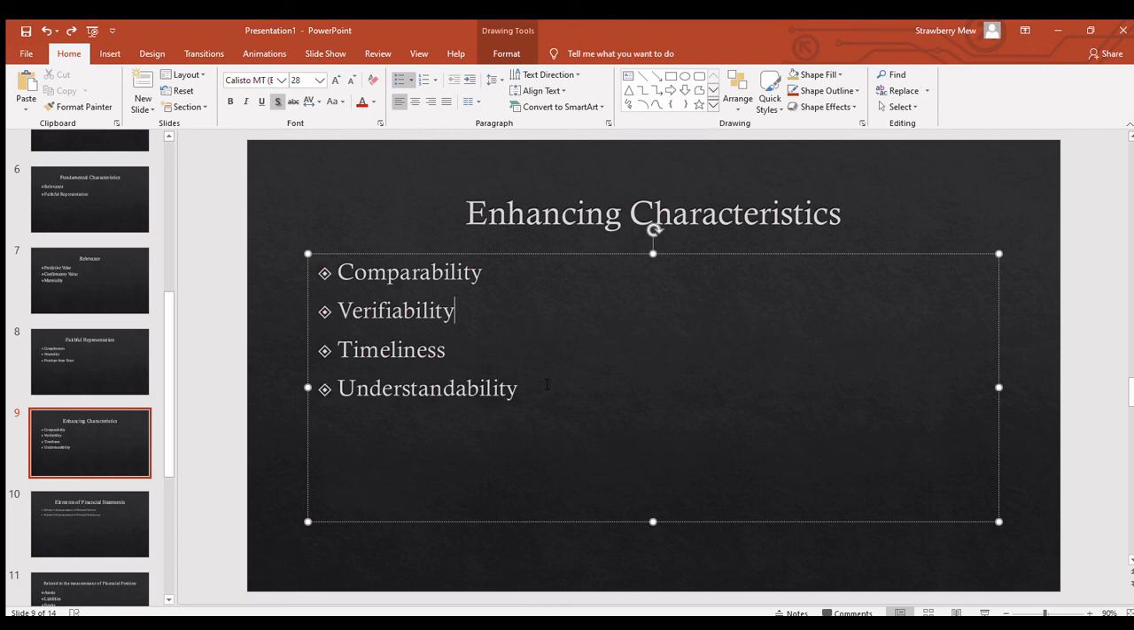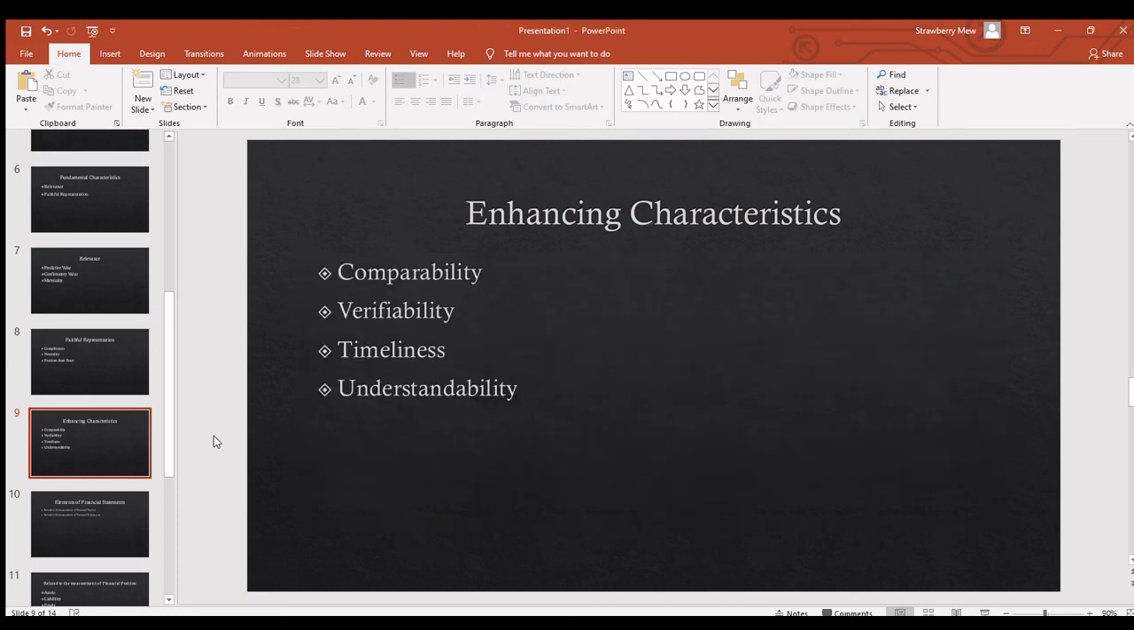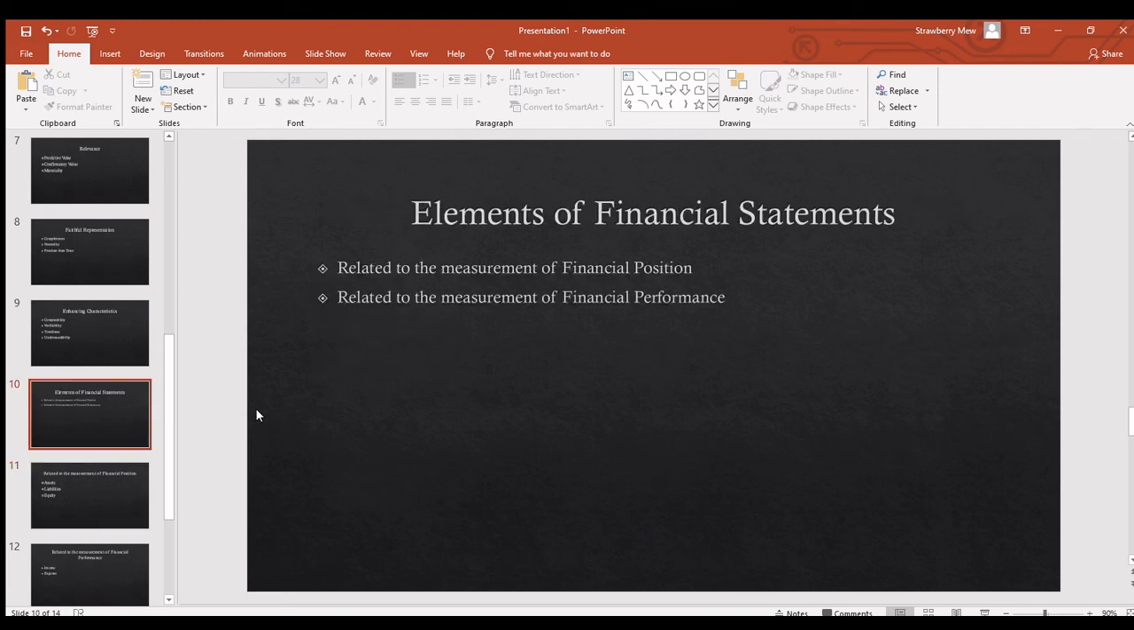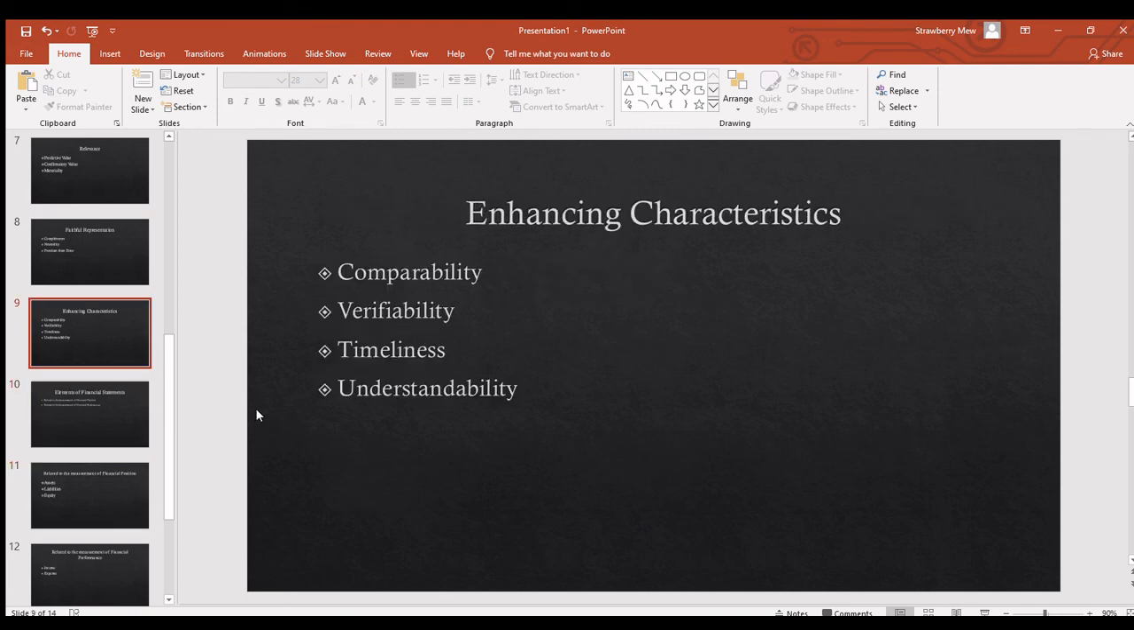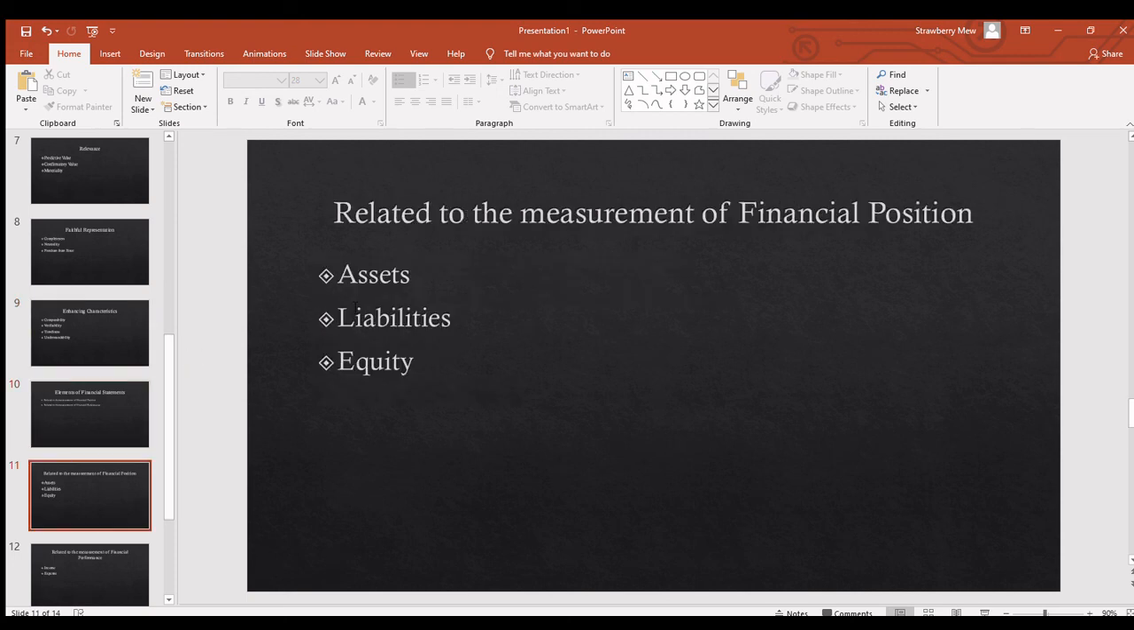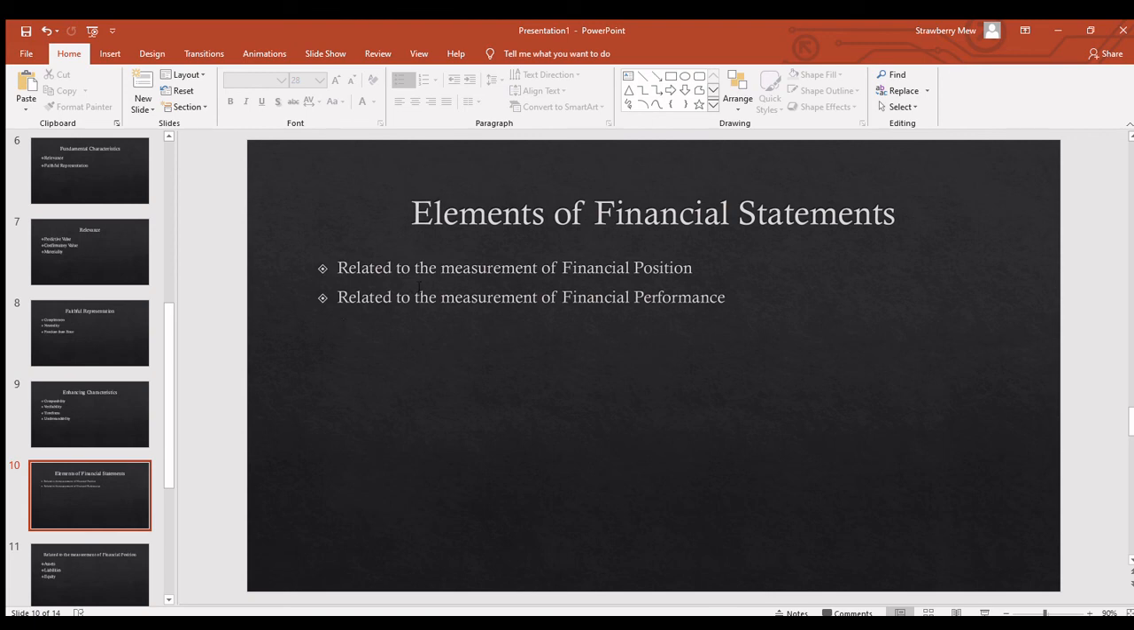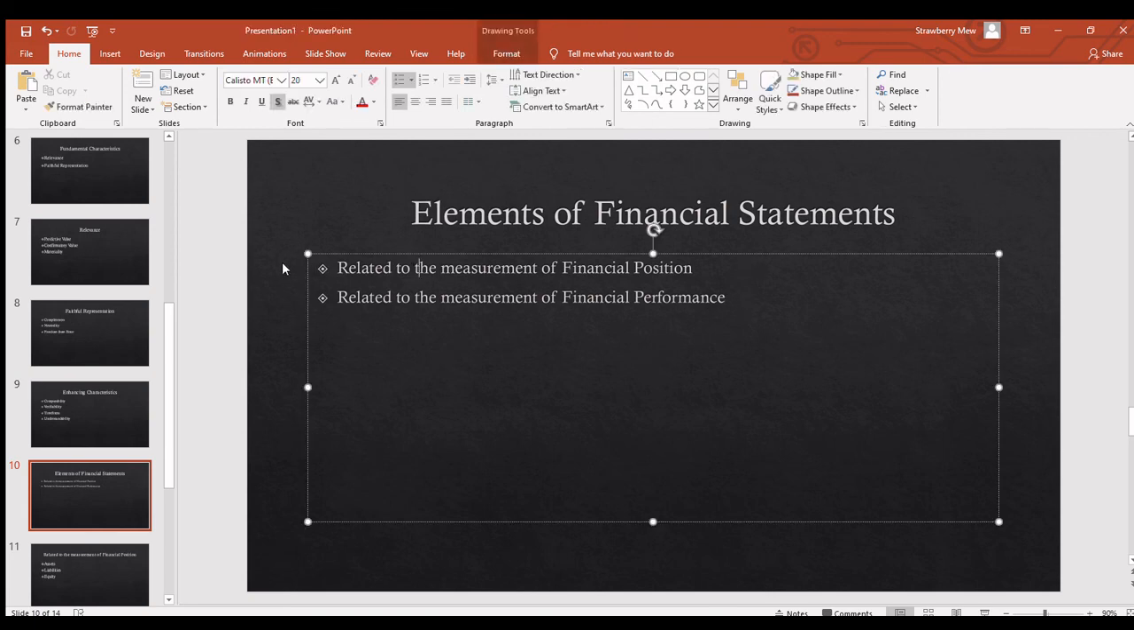And of course, last is understandability. Okay, presented information should be clear and concise. So basically it is self-explanatory naman. It should be understandable, right? So hindi naman magiging useful yan kapag hindi siya understandable. Okay? So those are the qualitative characteristics under the conceptual framework. Next topic under the conceptual framework is yung elements of financial statements. Okay?